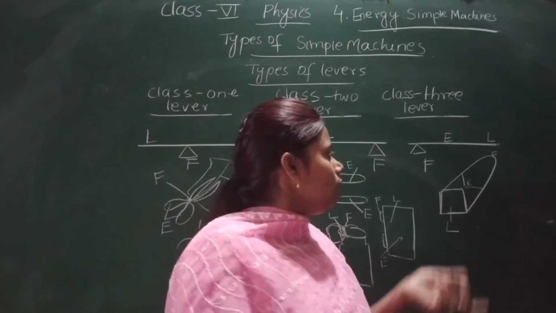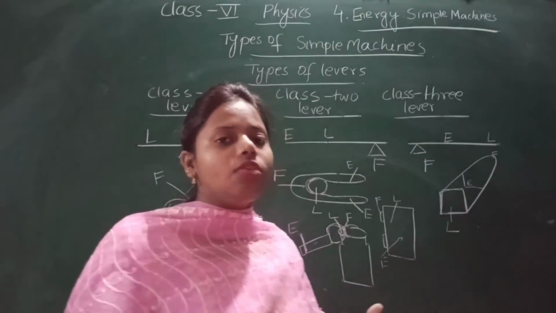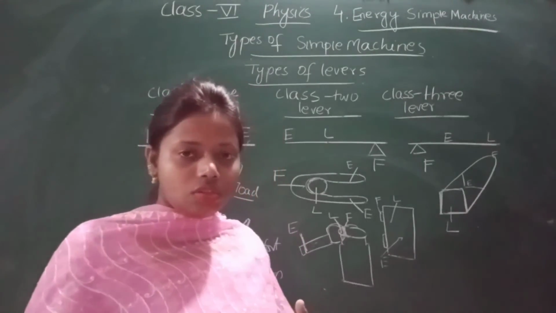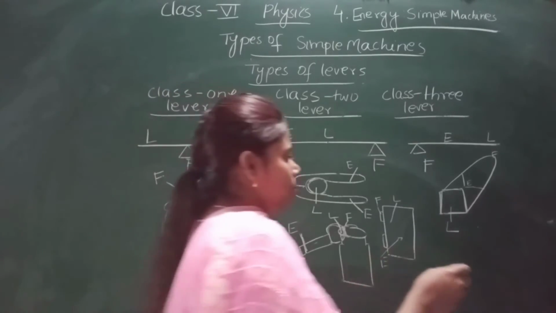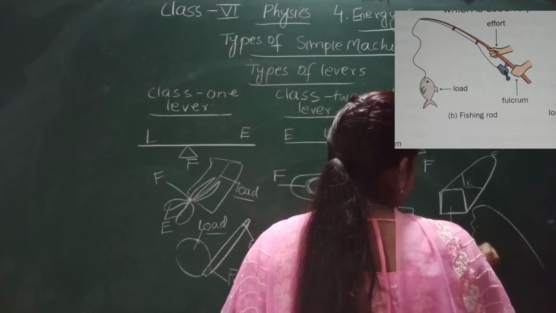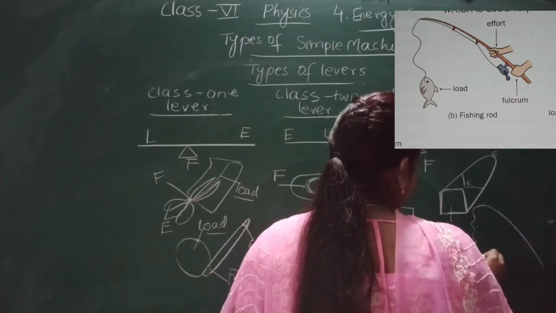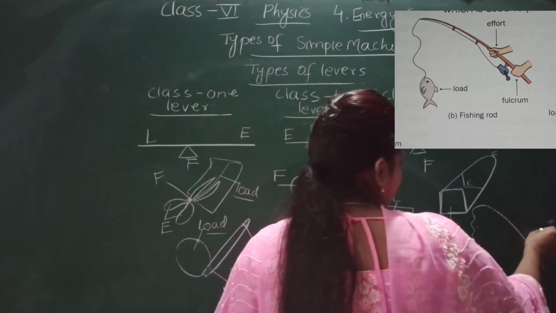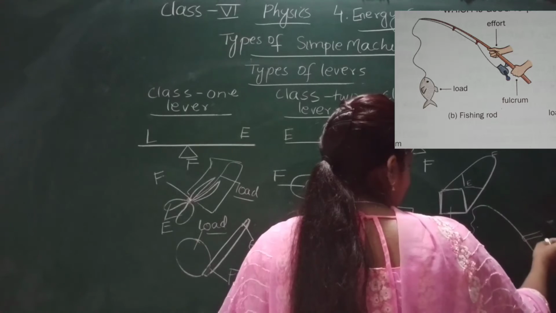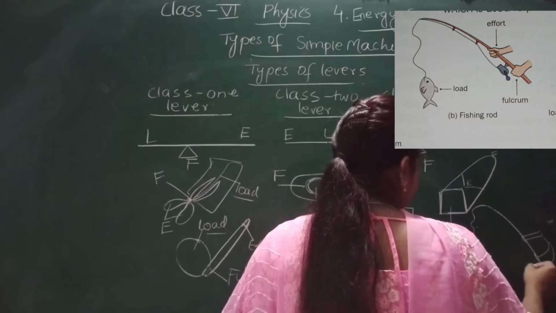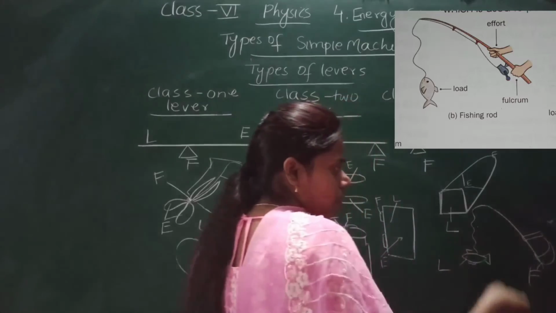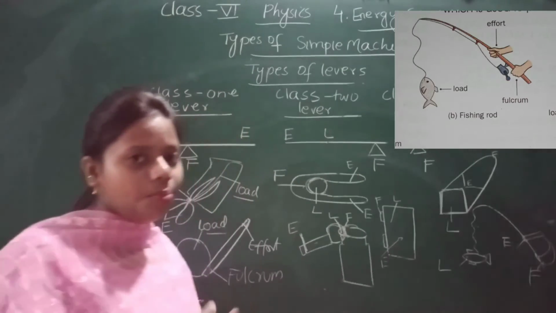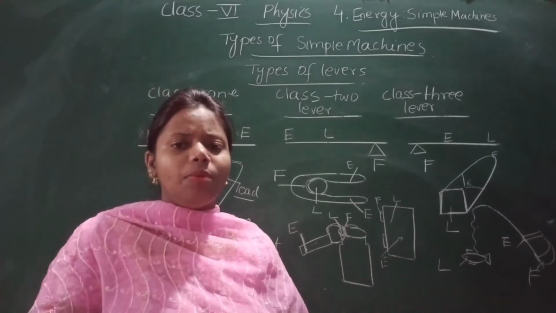So in class 3 I told you that effort will be in the middle of load and fulcrum. So this was the example, that is tongs. Fishing rod is also an example. Fishing rod is in this way. Here the fish is there. So your fish is the load. You are using your two hands. So one hand will become your fulcrum, your fixed point, and one hand will be your effort. So you can see that effort is in the middle. This I have shown you as an example of class 3 lever.